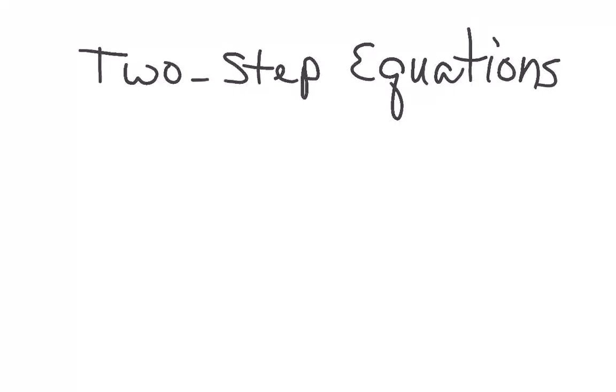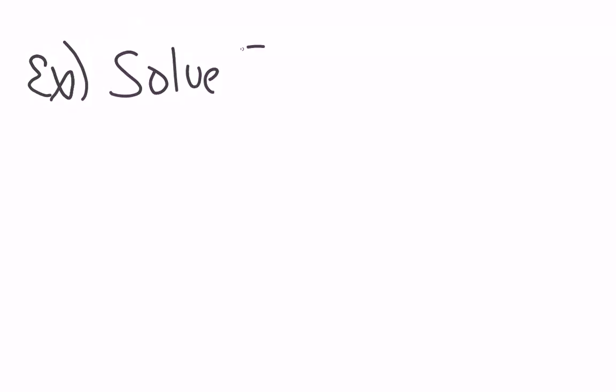Hello, we're going to look at solving two-step equations. So this time it's going to take more than one step to get the variable all by itself. So we're going to look at some examples that help you to understand how we do this. All right, first example, solve for x.